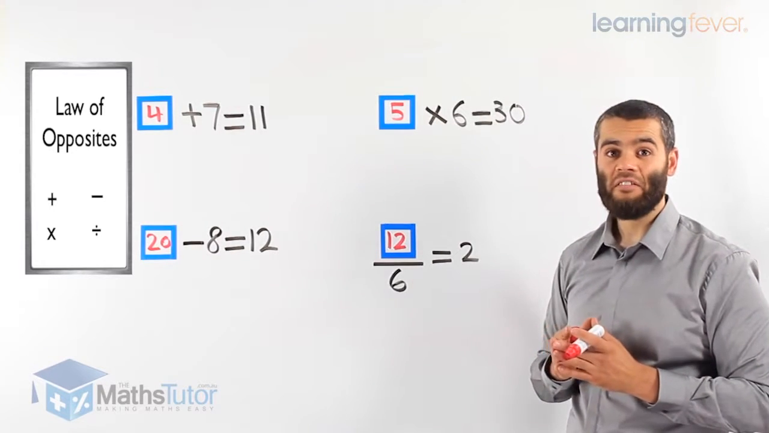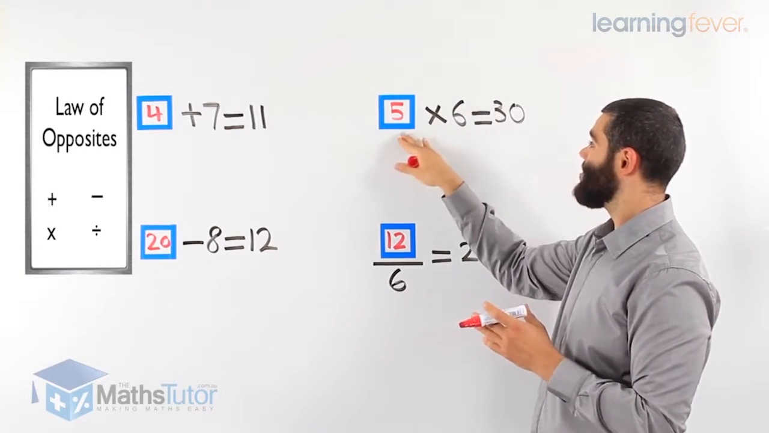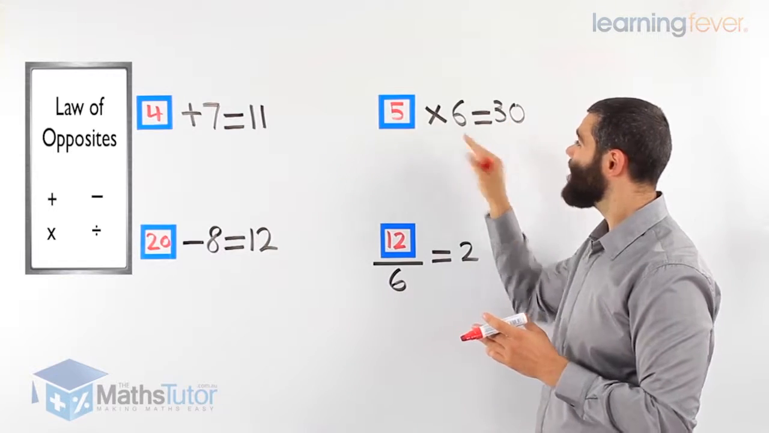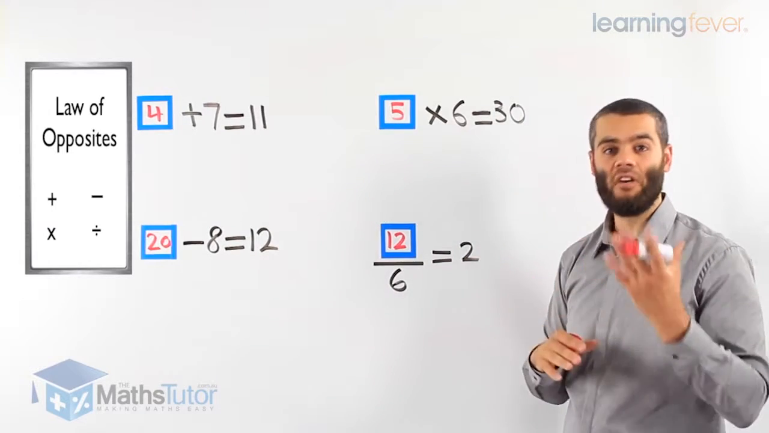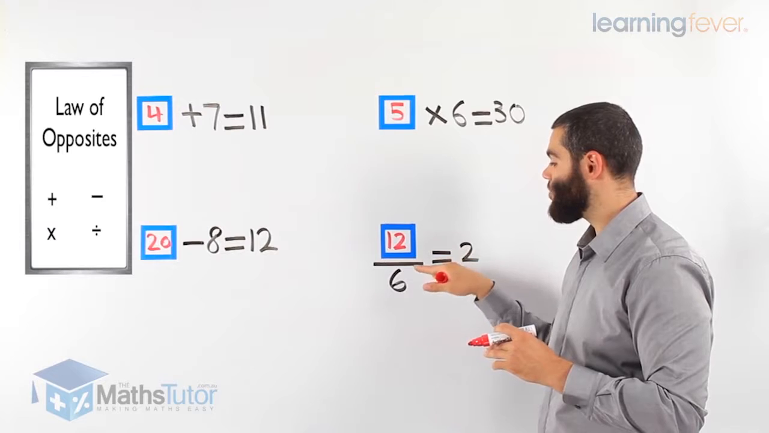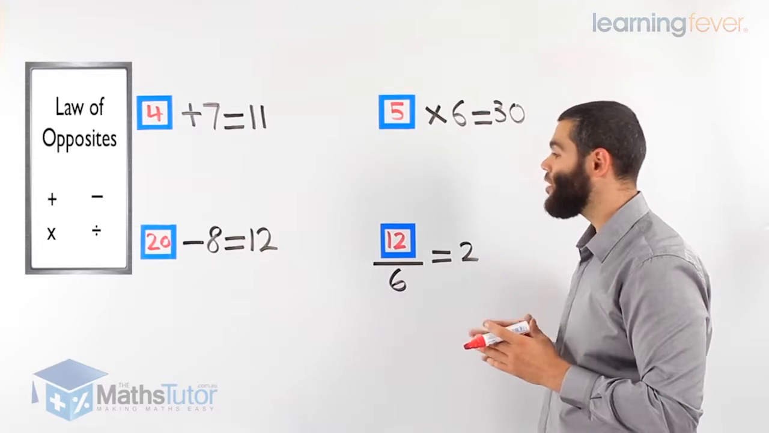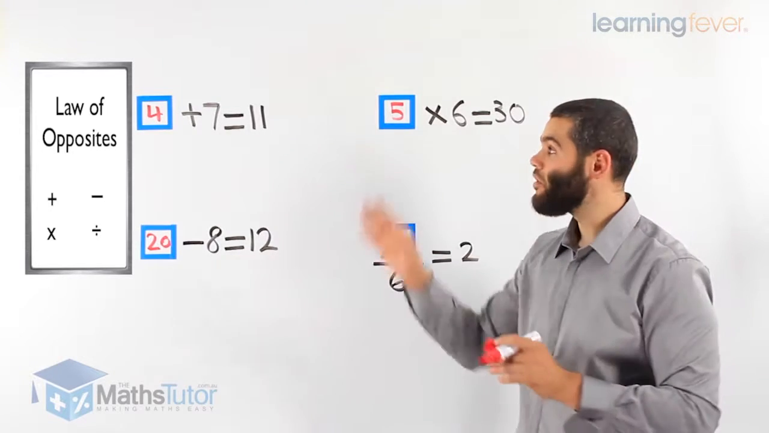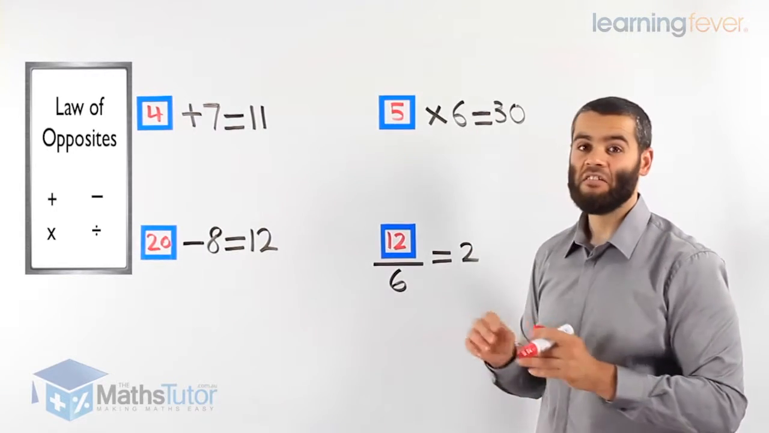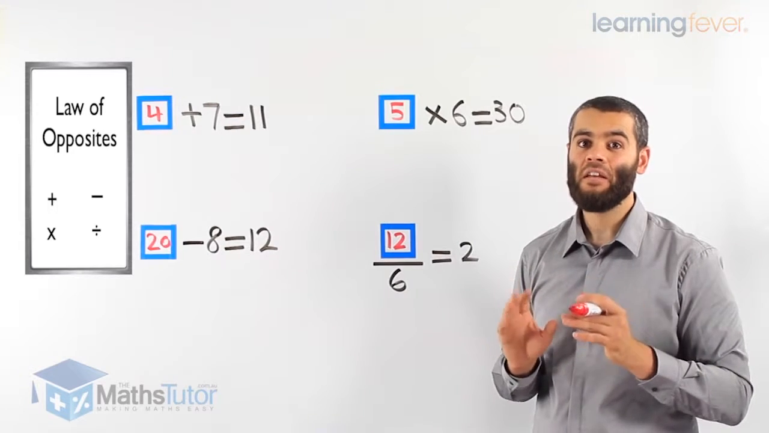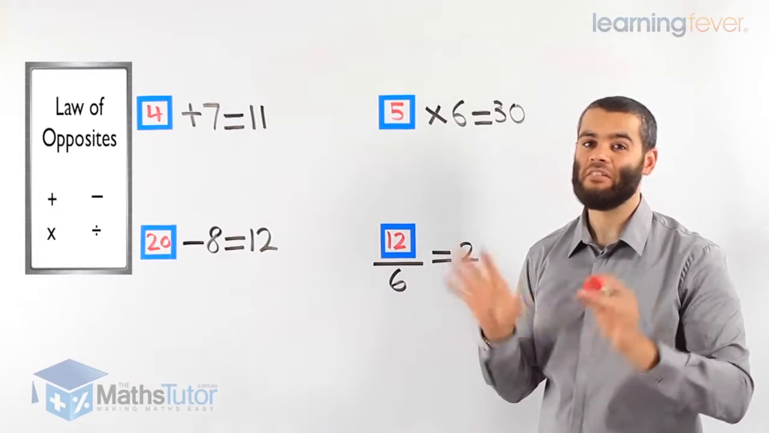The law of opposites also says that the opposite of times is divide. Means that to get that missing number, 30 divided by 6 is 5. And the opposite of divide is times. So something divided by 6 is 2: 2 times 6 is 12. So now we can introduce what we call the law of opposites. The opposite of plus is minus. The opposite of times is divide. Now you can understand how equations work. If you understand the law of opposites, the rest of equations will be so easy, it's not funny.